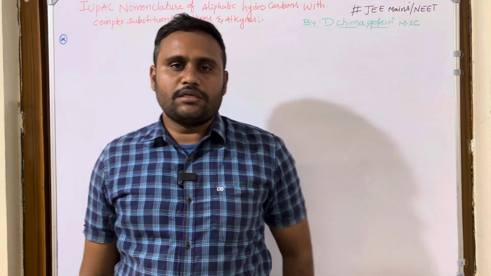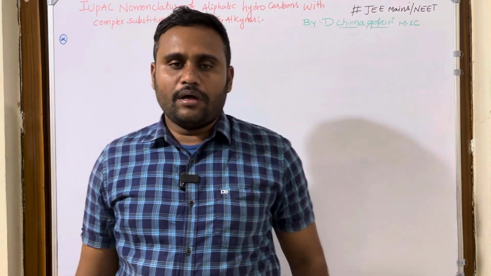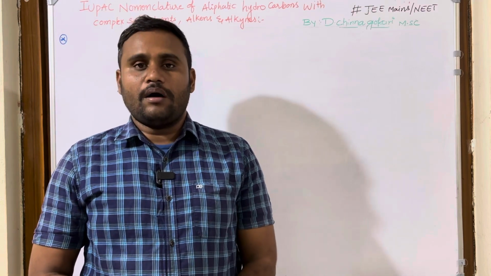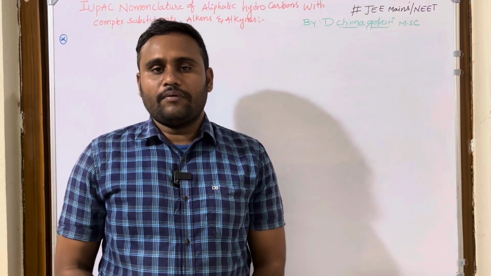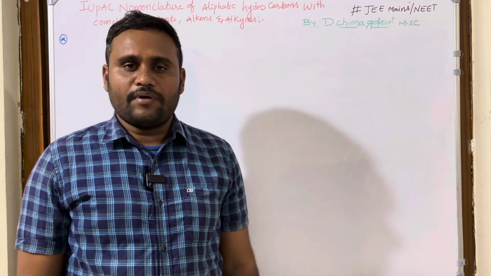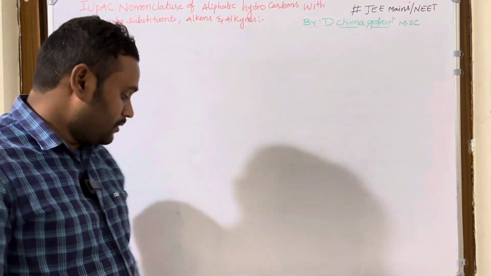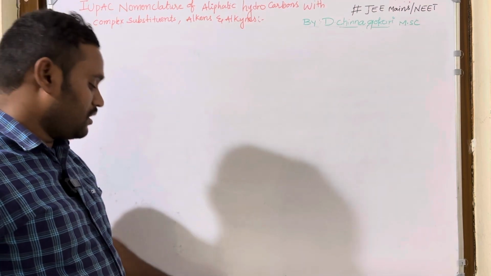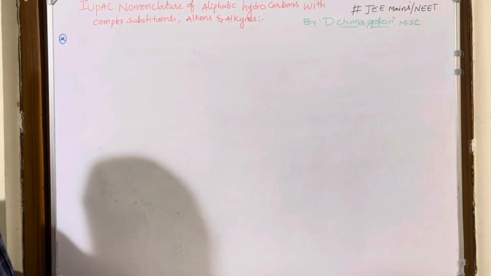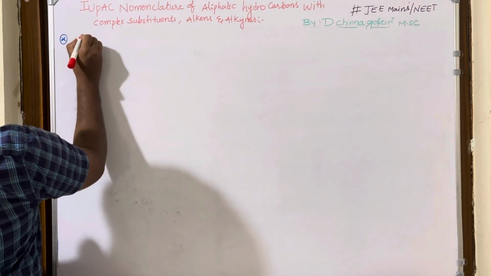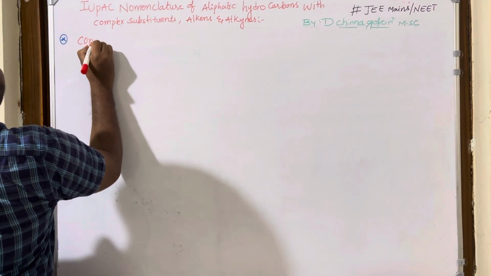In this video lecture, I am going to explain the IUPAC nomenclature of aliphatic hydrocarbons with complex substituents, along with the IUPAC nomenclature of alkenes and alkynes. Okay, so now let us start our concept, that is IUPAC nomenclature of aliphatic hydrocarbons with complex substituent. So first of all, complex substituent.